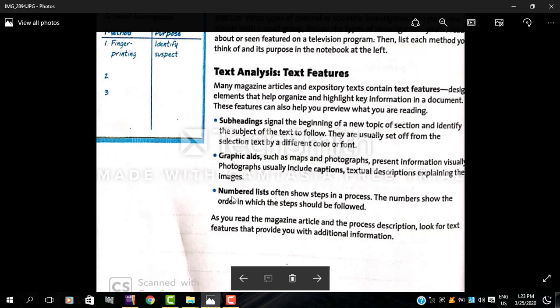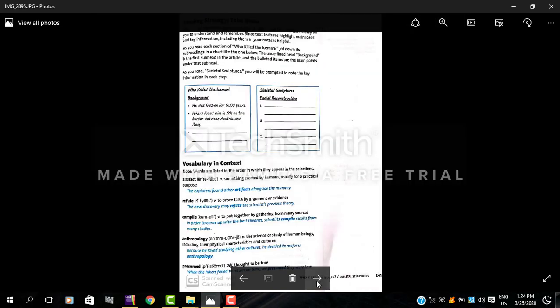Number 3, numbered list. Yes, sometimes you can find while reading some numbered list. Some things were numbered. 1, 2, 3, 4. These numbers might help you to show the order, to know the steps. Of course, might help you too. Okay, go to next page.